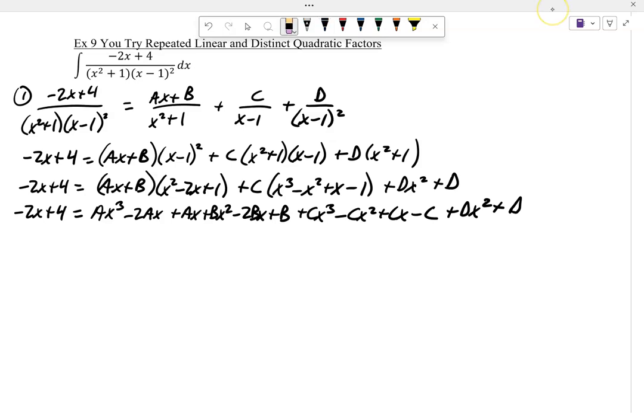So let me factor out on my x cubed. Here's an x cubed, here's an x cubed, plus c x cubed. Now let me go to x squared. Here's an x squared, here's an x squared, and here's an x squared.